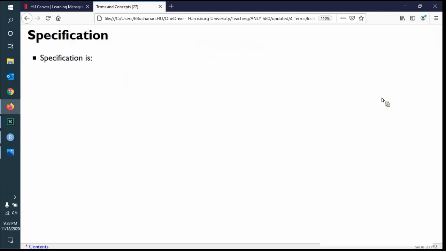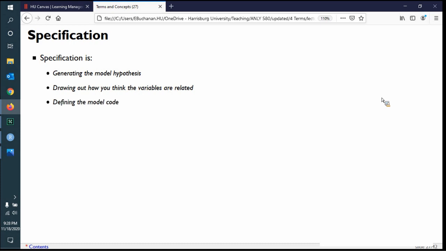So specification is the terminology for generating the model hypothesis. So I'm specifying what I expect, drawing out how you think those variables are related. I mean literally draw here just because it helps me think that way, but also practically coding it correctly. So making sure that the picture that you're imagining, or that someone wants you to build, aka your instructor, is actually what you're modeling. Okay, because code is only as good as the person writing it. So we need to make sure that we model it appropriately. So defining the model code here.